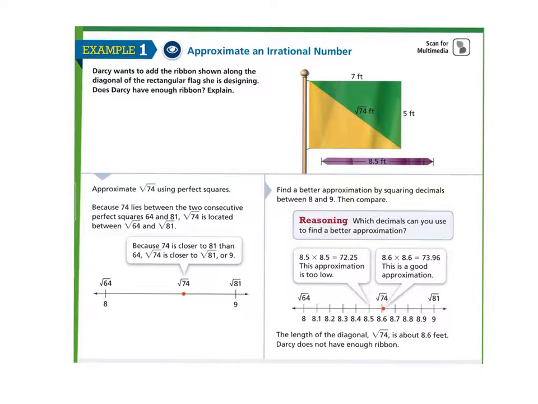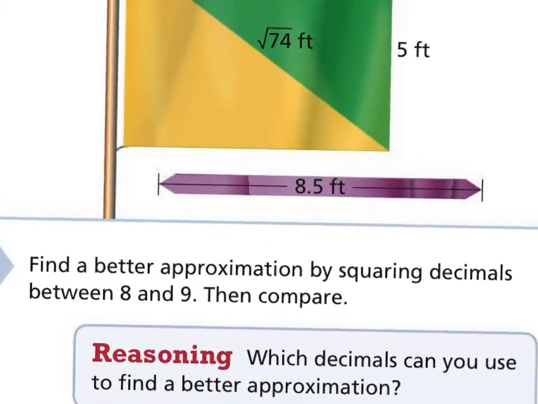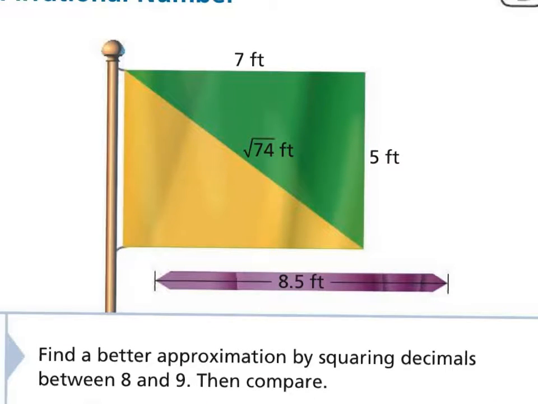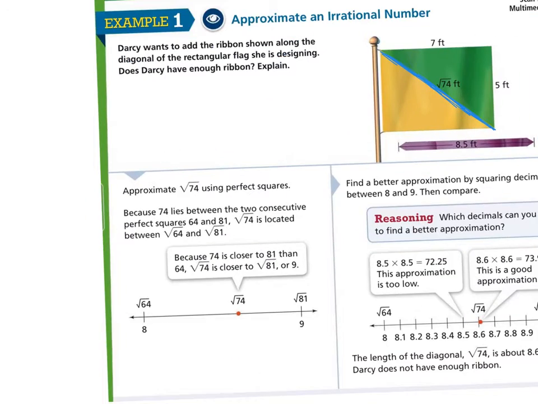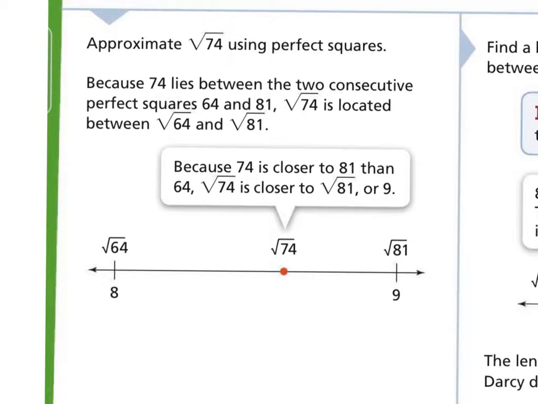Look at example 1. Darcy wants to add the ribbon shown along the diagonal of the rectangular flag she is designing. Does Darcy have enough ribbon, and explain? So here's the flag. She wants this ribbon here to go along this diagonal. So seeing if she has enough ribbon, what we would want to do is try to figure out square root of 74, about what that is. And even without a calculator, hopefully we can think this out a little bit. Square root of 74, it's between a couple of perfect squares. Square root of 64, which is 8, and square root of 81, which is 9. So it's between 8 and 9. Our ribbon we have is 8.5, so that's between 8 and 9 also.